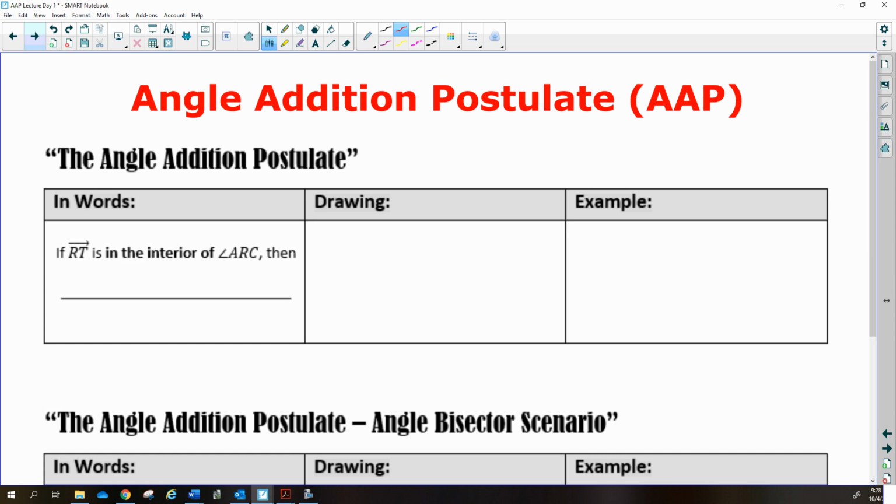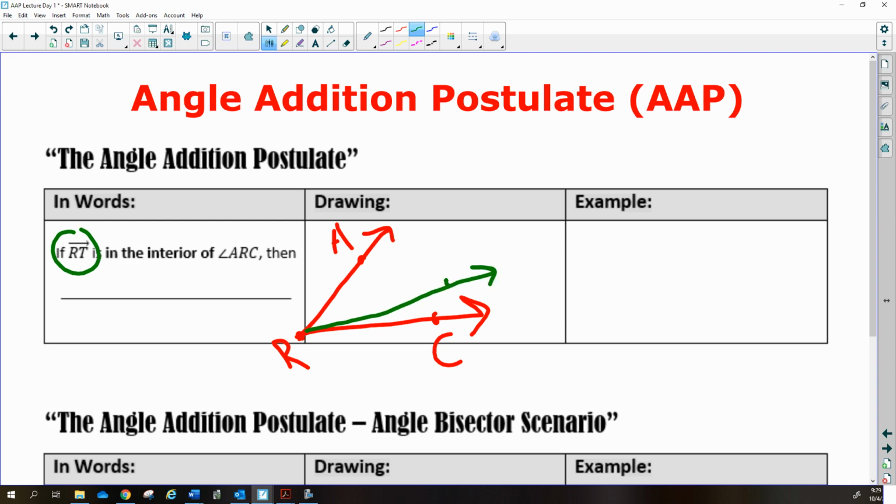The angle addition postulate. In this problem, it says RT is in the interior of angle ARC. So if I were to draw a picture of this, I would draw my angle A, R, and C, and RT is in the interior of it. If I put a ray right here, and this is a ray because it has a little arrow going in one direction, I can draw this anywhere in the interior of it. Right there is that spot.